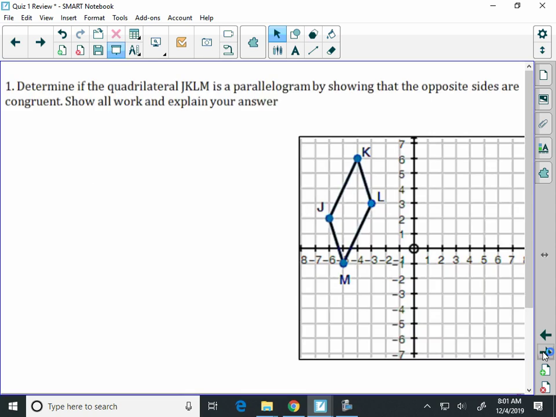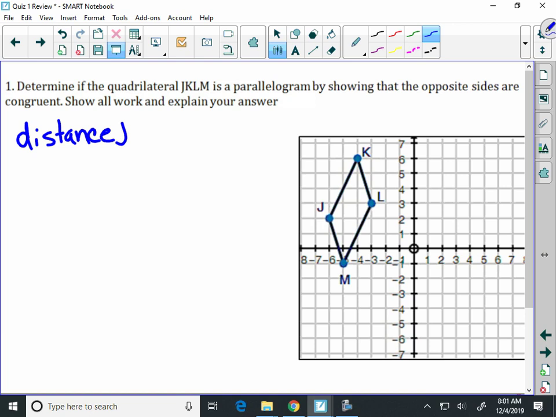So we're going to have to use the Pythagorean theorem. We're going to find the distance of JK. And actually, let me write that a little bit better. So we're going to draw a triangle. And what we have is we have 1, 2, 3, 4, and 1, 2.